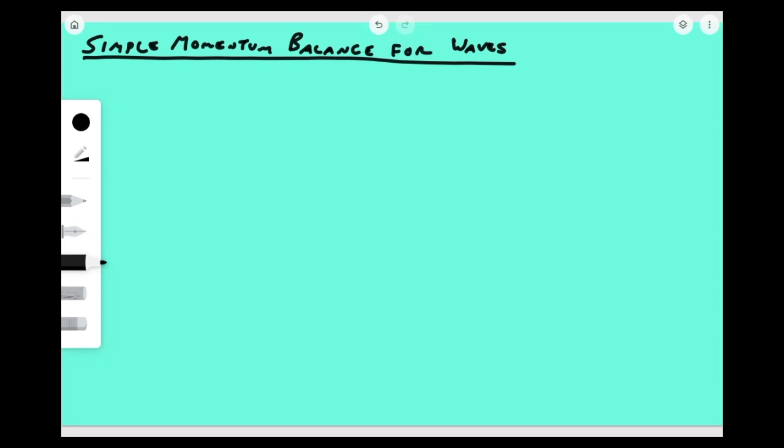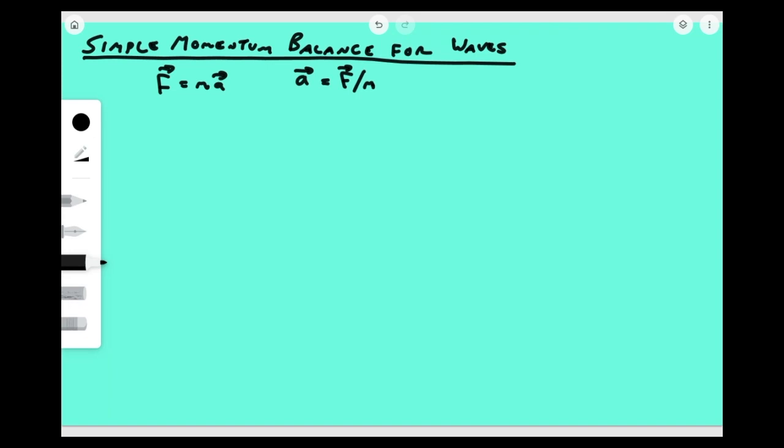Here I'll describe a simple momentum balance for waves. We'll start with a well-known F equals ma. And notice I've got an arrow over the F and an arrow over the a because they're vectors. In oceanography, we usually rearrange this as a equals F over m, where F over m is the force per unit mass.